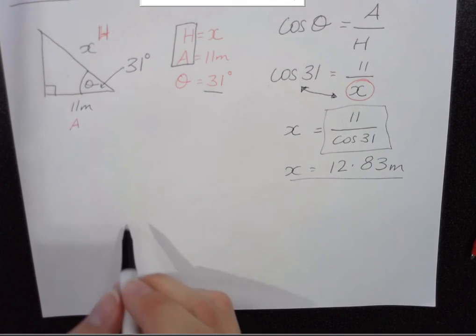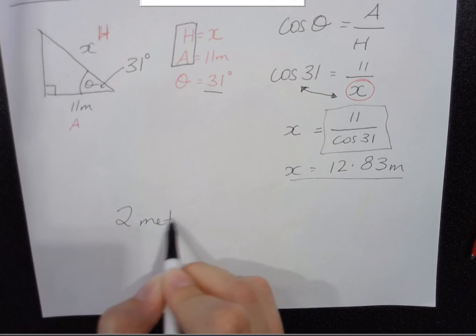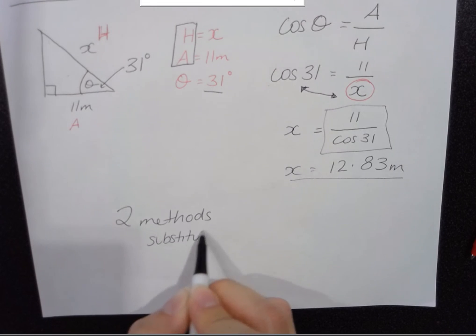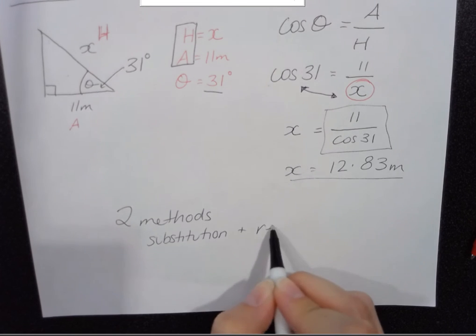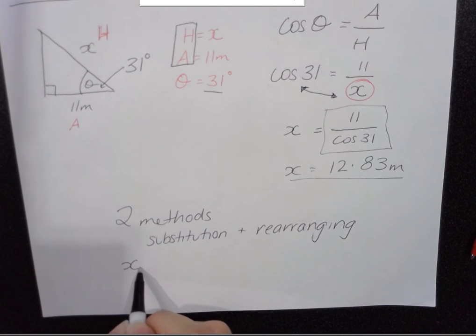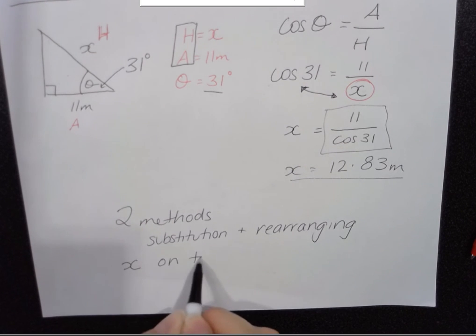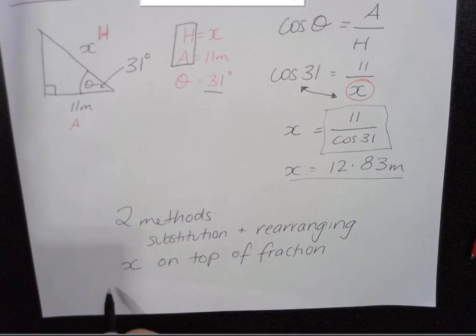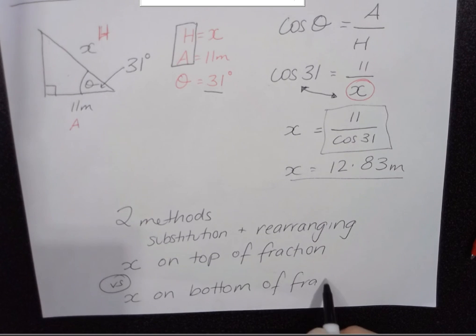So you can see there's two methods of substitution and rearranging, and we know that it's when x is on top of the fraction versus when x is on the bottom of the fraction. So it's really important that you can know the difference and be able to figure out which one you need to do.